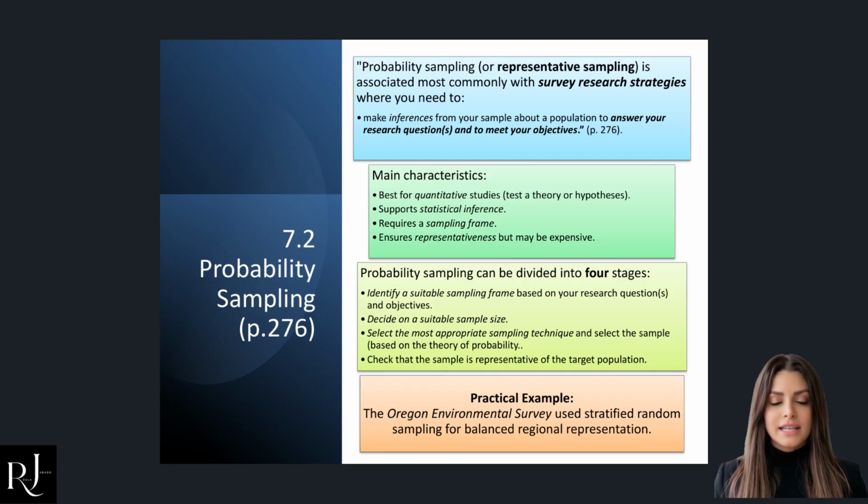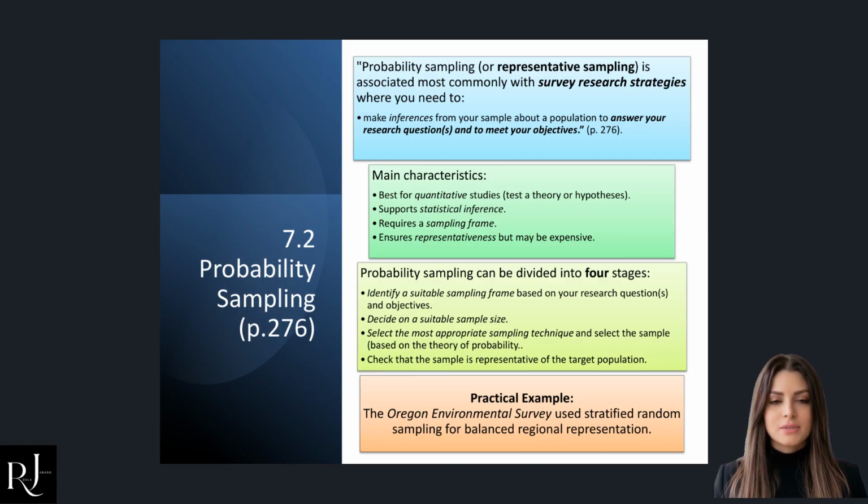First, identifying the frame. In a study about the health habits of employees in a large corporation, the frame would be the list of all employees. Second, deciding on sample size. If you want to have a reliable result about the employees' health habits, you need to calculate an appropriate sample size. For example, if there are 10,000 employees, you might decide to sample 500 of them.